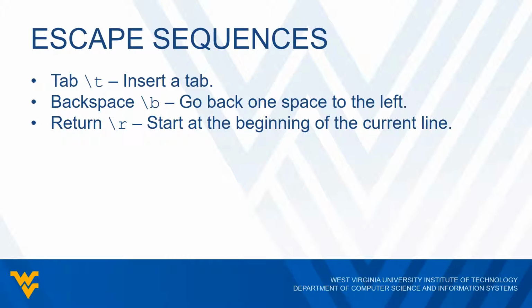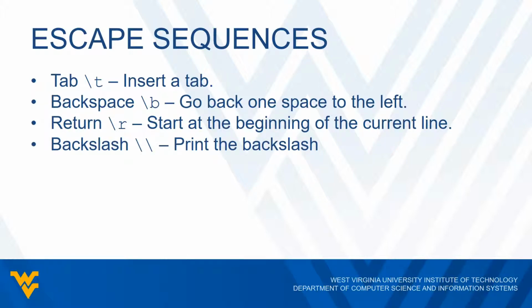The return escape sequence, or \r, means that we start at the beginning of the current line. So this is kind of similar to your typewriter approach where you print something on the line and then you just go right back to the beginning of the current line. The \\ escape sequence allows me to actually print a backslash. So I just need 2 backslashes to make that work.